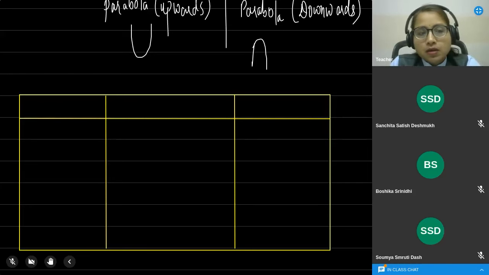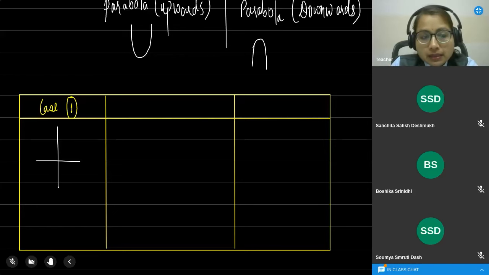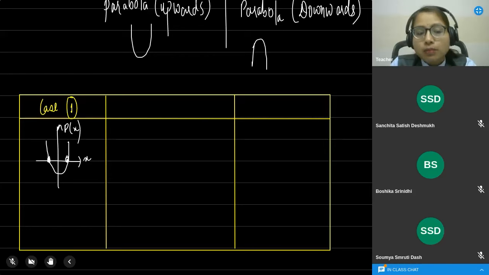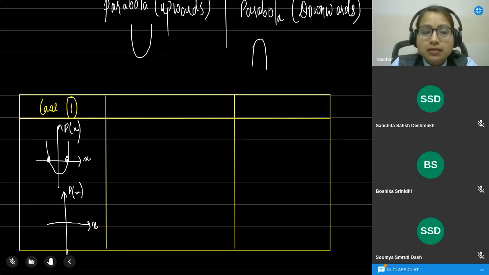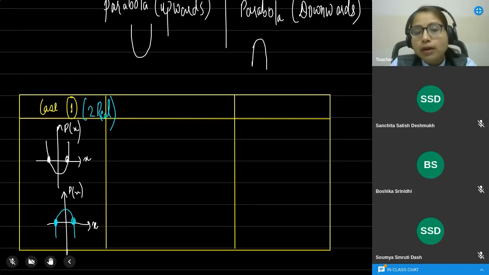So case number one. Let's suppose the graph will be like this, and it is cutting the x-axis at 2 points. Or maybe the graph will be downwards, but it is cutting the x-axis at 2 points only, like this. So here also it is cutting at 2 points. So in this case, two real solutions are possible. Two real solutions.